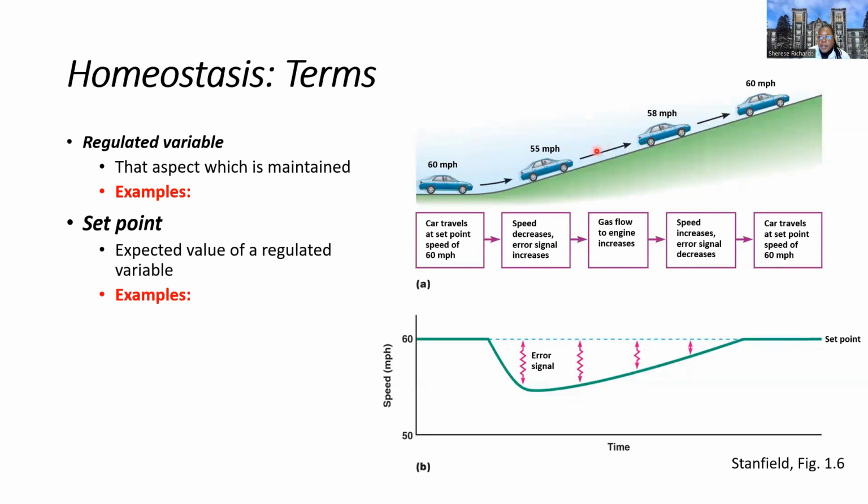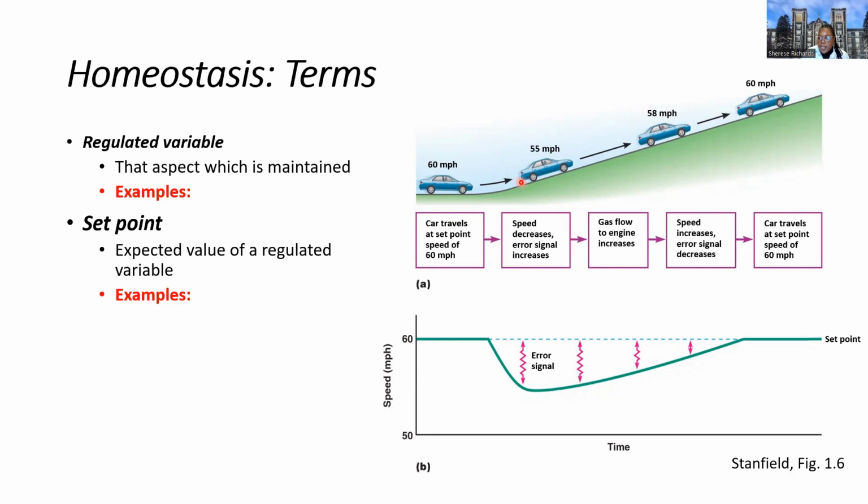Now, in the example here, we've got our set point being 60 miles per hour, right? If you think about this car as an example of homeostasis, 60 miles per hour is the set point. Now, as you begin to climb the hill, the effect against gravity is going to naturally slow that speed down to 55 miles per hour. And that is going to trigger what we refer to as an error signal. So the error signal is raised whenever we deviate away from that set point. So because the speed has dropped, our error signal is going to increase.